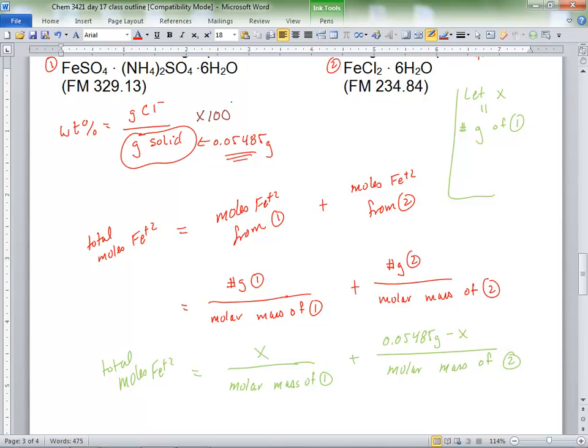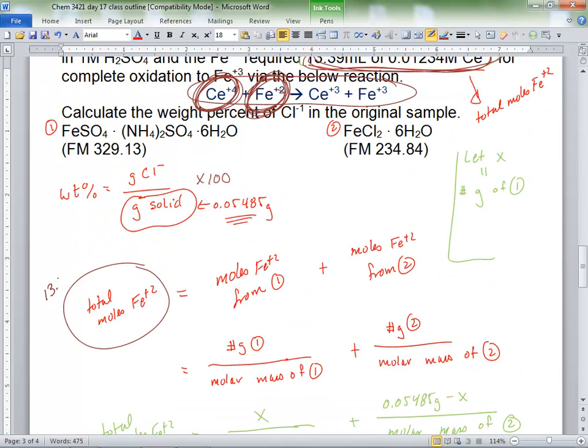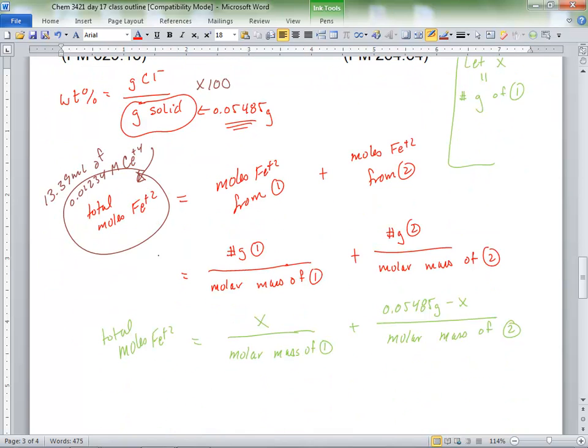And then here's from the titration data. The total moles of iron, I could just scribble 13.39 mL of 0.01234 molar cerium-4. That's what this will be. So you don't have to do those calculations with it? Well, you're going to have to do this and do the mole bridge and see what that number is. But like those 1 plus 2, then you kind of just jump down to this guy. Yeah, we can jump right down to here.